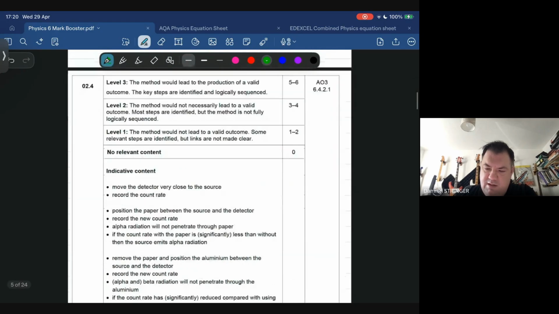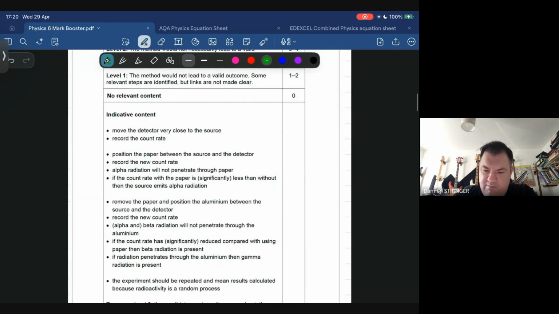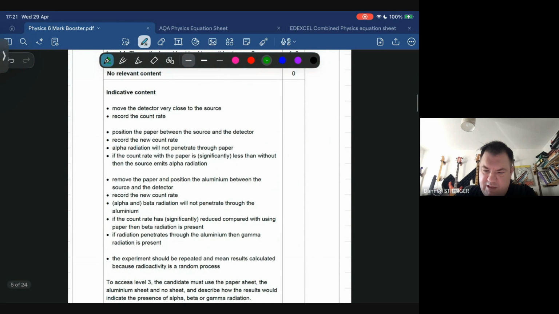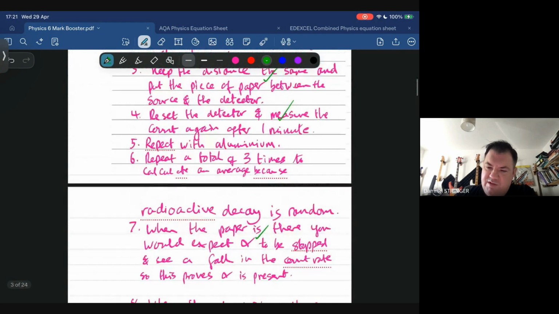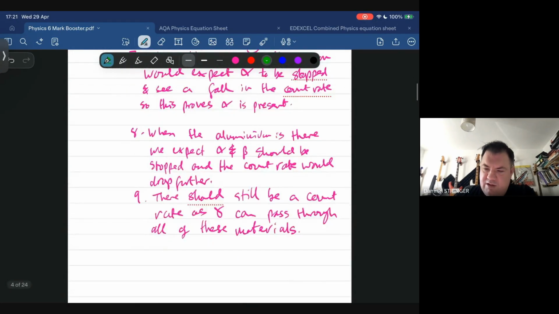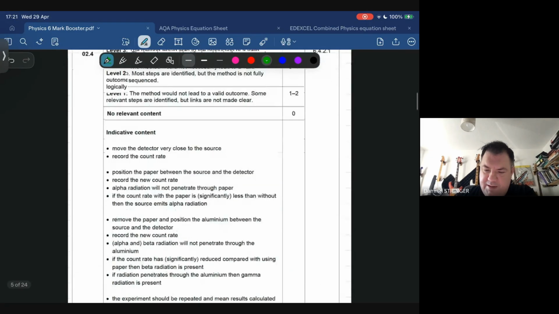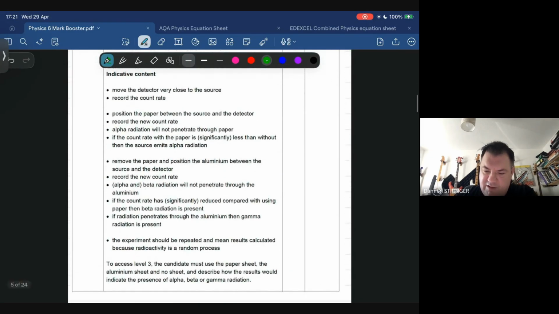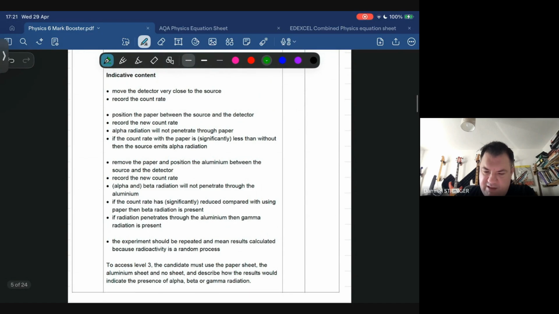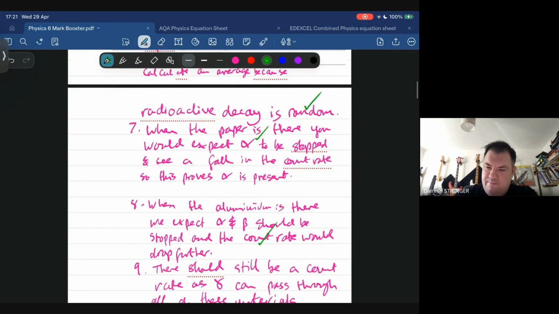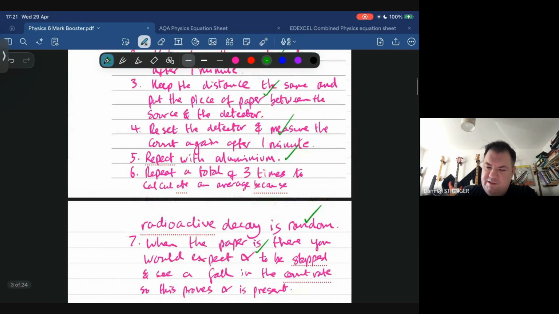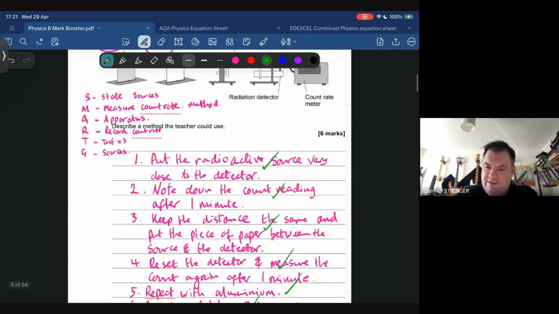Yes, good. Next bit, remove the paper, do the aluminium, record it again. Beta will not penetrate, count rate falls. So it's the same thing as alpha, but for the aluminium. So we have said that. We haven't got to the repeat bit yet. We expect a fall, yeah. The experiment should be repeated and mean results calculated because radioactivity is a random process. Nice, we've done well there, haven't we? Definitely said random. And we definitely said the averages. So that is how we get 6 out of 6.